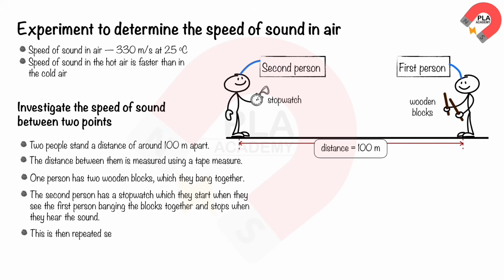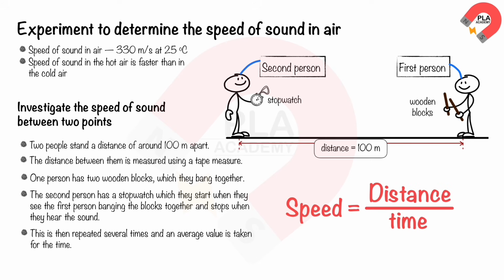This is then repeated several times, and an average value is taken for the time. The speed of sound can then be calculated using the equation: speed is equal to the distance traveled by sound divided by the time taken.